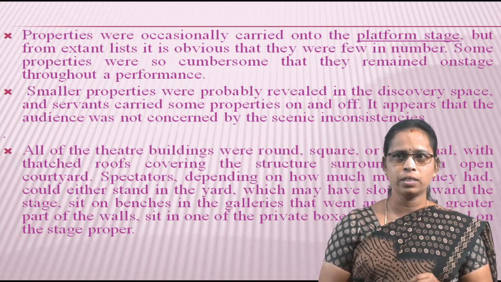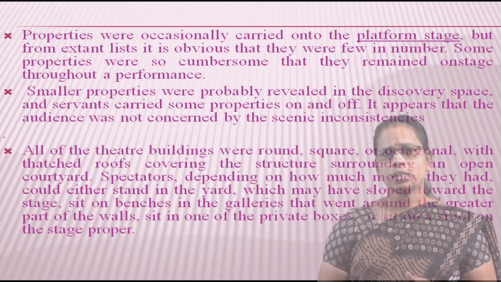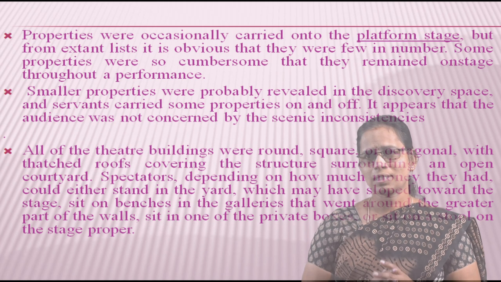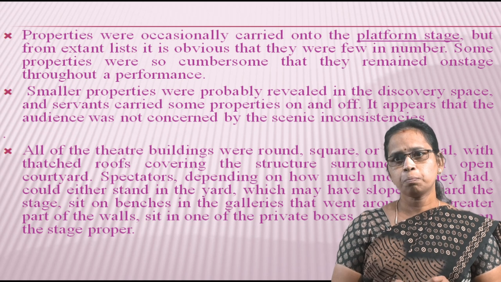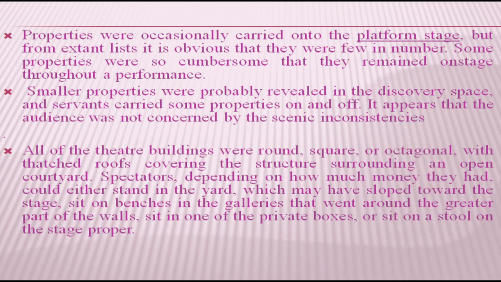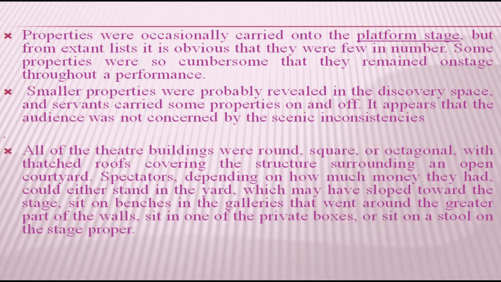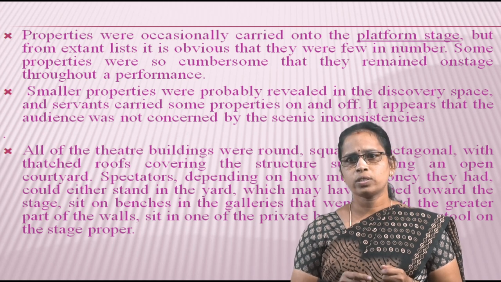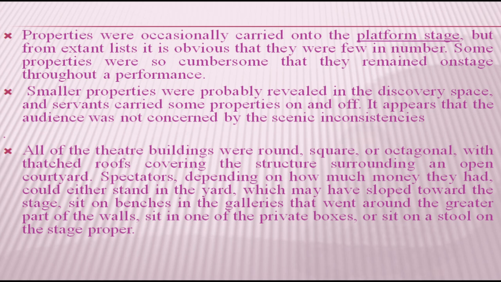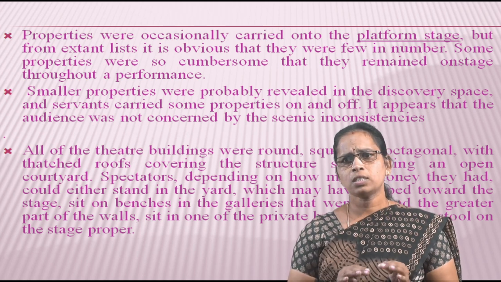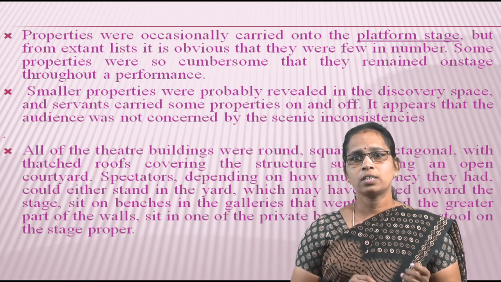All of the theatre buildings were round, square or octagonal, with a thatched roof covering the structures surrounding an open central yard. Spectators, depending on how much money they had, would either stand in the yard, which may have sloped towards the stage, sit on the benches in the galleries that went around the greater part of the wall, sit in one of the private boxes, or sit on stools on the stage proper.